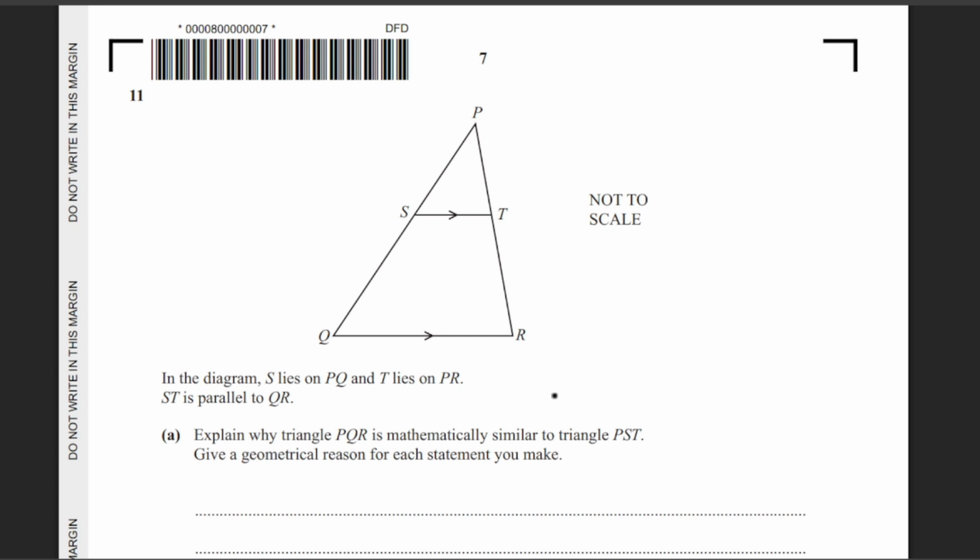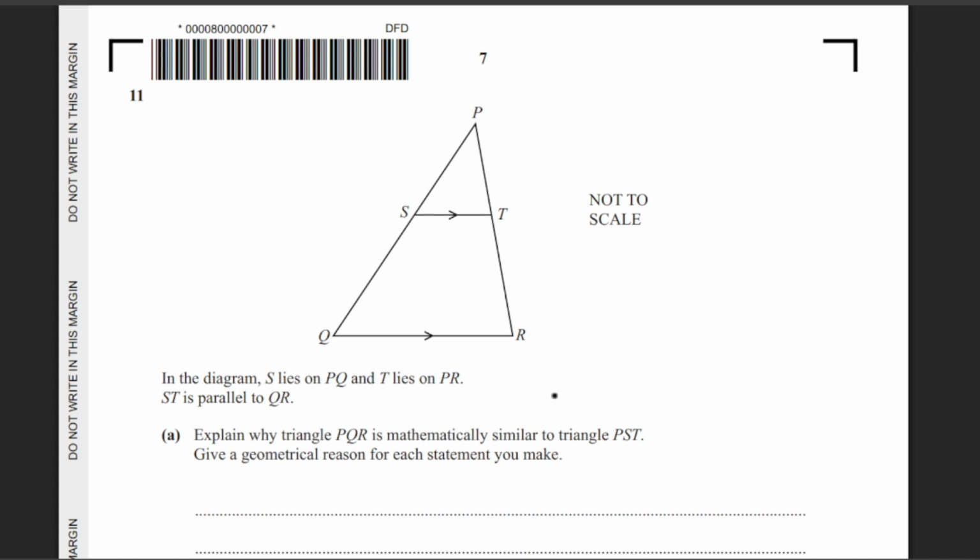Okay, anyways, question number 11. In the diagram, S lies on PQ and T lies on PR. ST is parallel to QR. Explain why the triangle PQR is mathematically similar to the triangle PST. Now, in similarity, there are some concepts, some rules we need to follow.